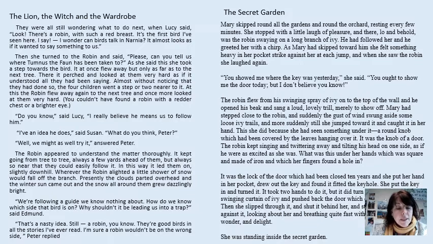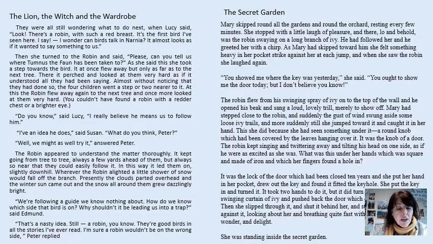The robin appeared to understand the matter thoroughly. It kept going from tree to tree, always a few yards ahead of them, but always so near that they could easily follow it. In this way it led them on slightly downhill. Wherever the robin alighted, a little shower of snow would fall off the branch. Presently the clouds parted overhead, and the winter sun came out, and the snow all around them grew dazzlingly bright.